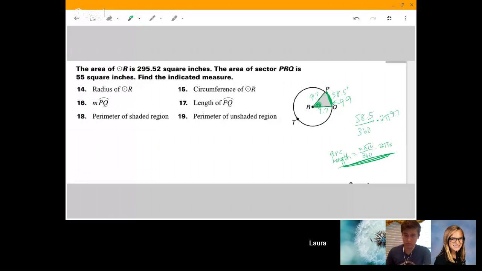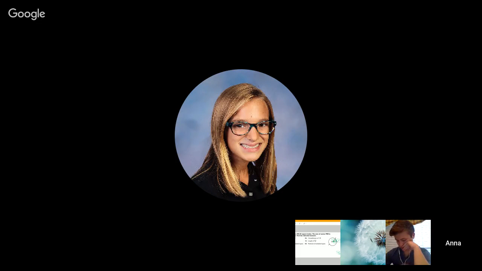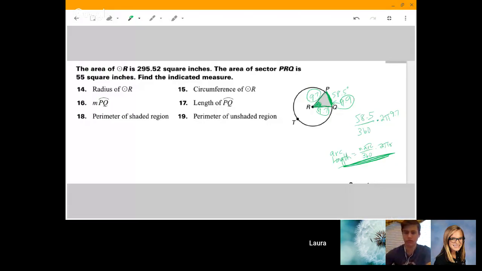So then if you're doing the perimeter of the shaded region, it's those 3 numbers together, 9.7, 9.7, 9.9, all put together. Okay. So I got 29.3. That sounds right. Oh, sorry.